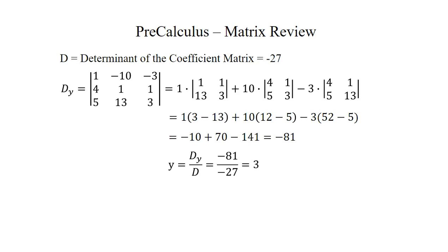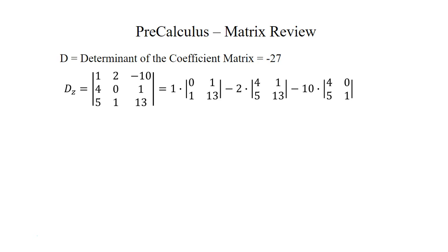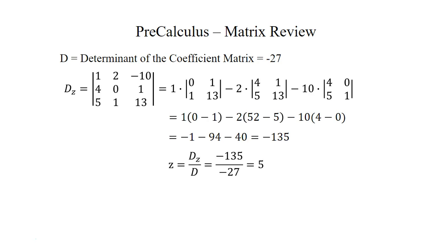Now from here you could back substitute and solve. But we'll go ahead and find the determinant of the dz matrix. So with dz, we're replacing the coefficients of z with the constants. And then our first column is the x coefficients, and the second column are the y coefficients. So we get negative 135. And again, we're dividing by the determinant of the D matrix, or the coefficient matrix. And we get 5. So we have our solution set, and we can go back and check our work and make sure it works.